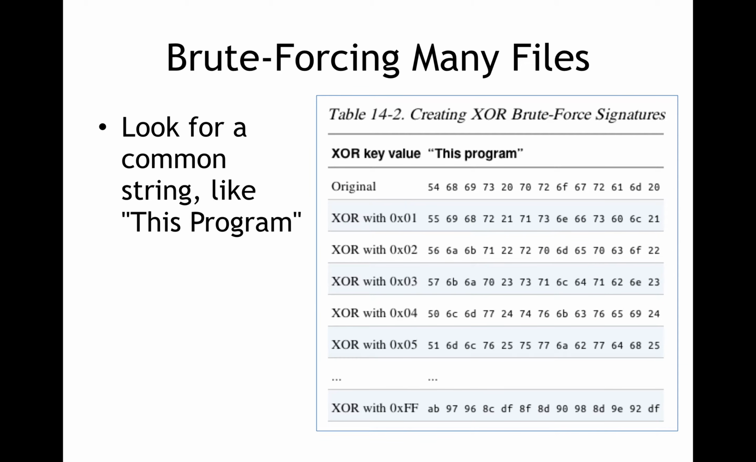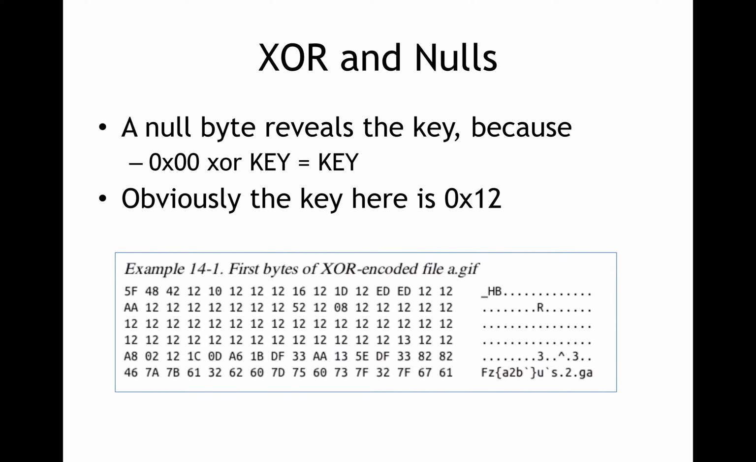So you can create signatures that just XOR the file and look for common strings and see if there's a key that will make a common string. If you have single byte keys, it's not that hard to make a tool that will automatically reverse things. So one issue here, like I said before, is that the nulls make a problem because they make the key stand out.